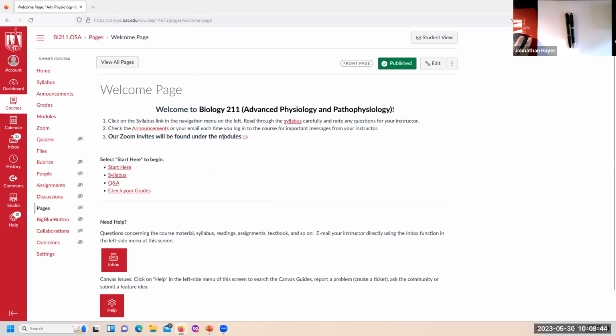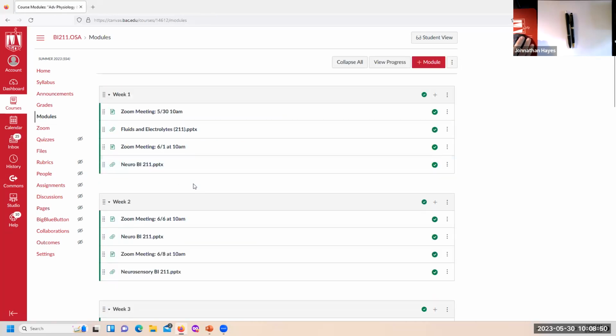So if you have had me before, which I think about half the class has, the modules tab is about the only tab I ever use. I don't do anything with discussions. I don't do anything with most of the rest of this stuff. I don't even know what a big blue button's for. But the modules tab we'll use pretty often.